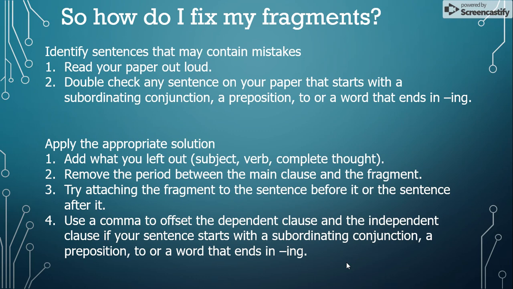Fragments can very easily be added to the sentence that came behind them or the sentence that came in front of them. Check to see which one it works a little bit better with and add it in there. Just make sure you're using a comma to offset the dependent clause and the independent clause. If your sentence starts with a subordinating conjunction, we talk about that in my video about complex sentences. So make sure you're following that rule there as well.